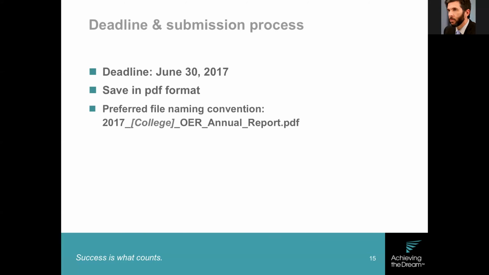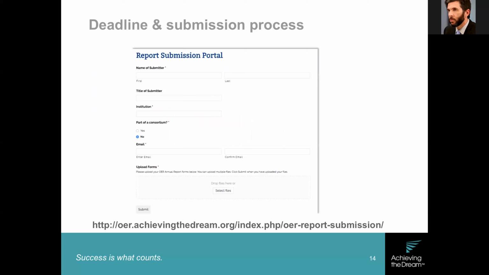Once you've done all that, sorry, go back now. There's a portal at the URL there. It's also in the report, where you can include some basic information about who's submitting it, what your title is, and whether you're part of a consortium, and then you can upload the forms. You should be able to upload multiple forms on this page. You can either drag and drop the files or select them from your computer, upload them, and click submit. You should reach a confirmation page that shows you've successfully uploaded it.